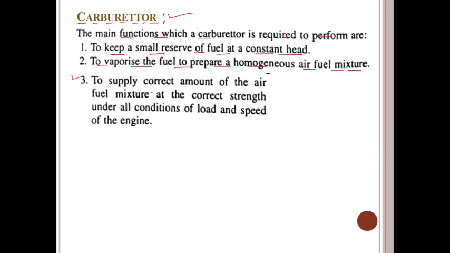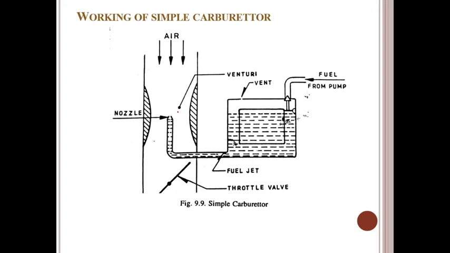Another, third role is to supply the correct amount of air-fuel mixture at the correct strength under all conditions of load and speed of the engine. This is called the carburetor. So this is the simple diagram of a carburetor. If you observe in the carburetor, what is here?